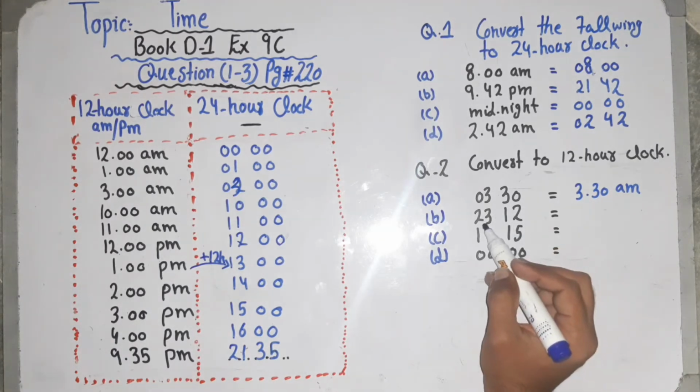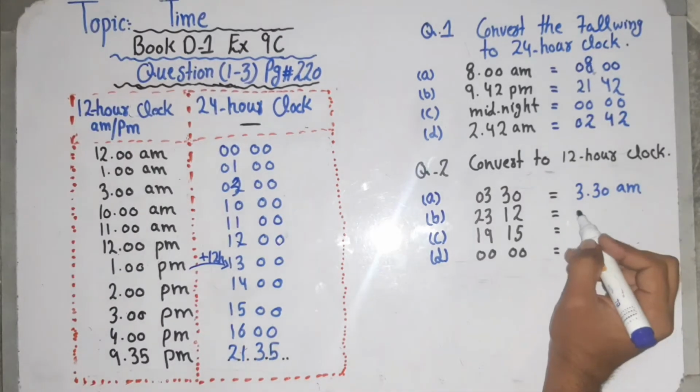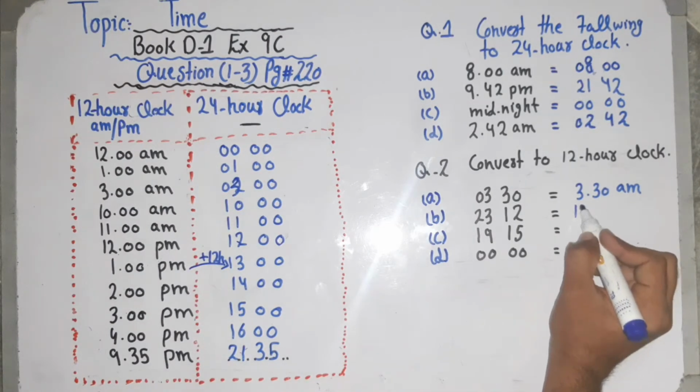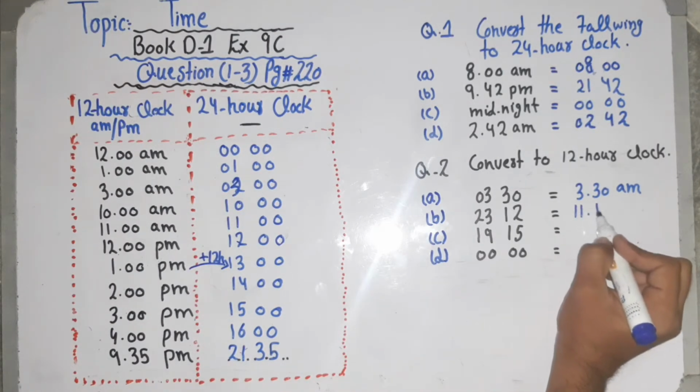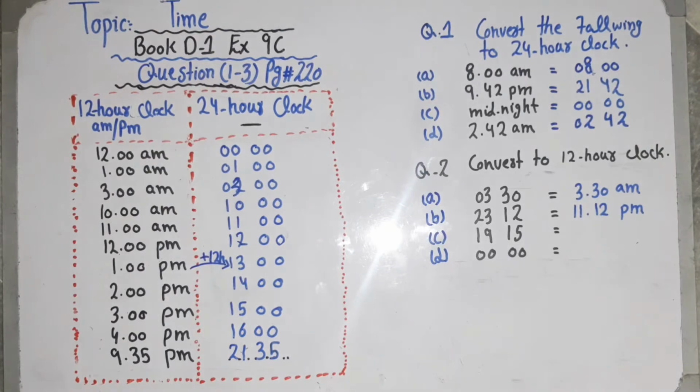If here it is 23, so we will subtract 12 from 23, and if we subtract 12 from 23, the time is 11:12, and we will write PM. 11:12 PM.